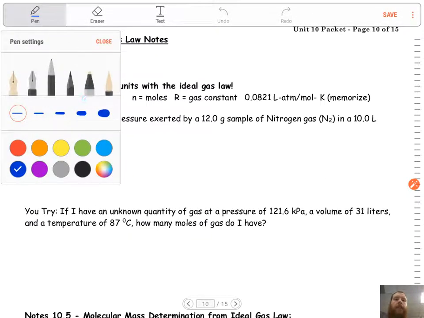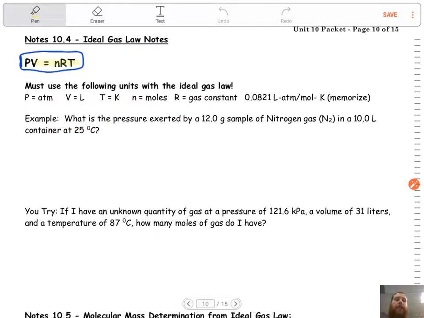So as you're going through and working these problems out, I would encourage you guys to not only write PV equals nRT, but define what the variables are, just like table T does with your other formulas. P has to be in atmospheres, volume has to be in liters, temperature has to be in Kelvin, n equals moles, and then R is this gas constant. Memorize this number, okay? 0.0821 L·atm/mol·K. Now I say L·atm/mol·K because it's liters times atmospheres divided by moles times Kelvin. And that's why we have to have atmospheres for pressure, liters for volume, and Kelvin for temperature, because of that R, that gas constant right there.